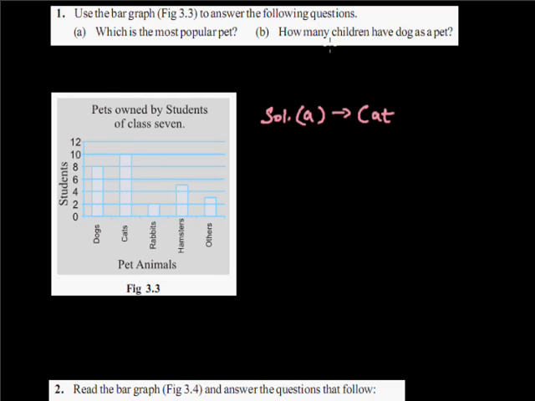Next part is how many children have dog as a pet. Now see, when we see the graph of dog, it comes to 8 students. This means that 8 students have dog as their pet. So the answer of B part will be 8.